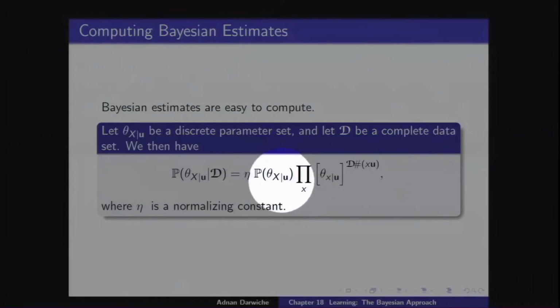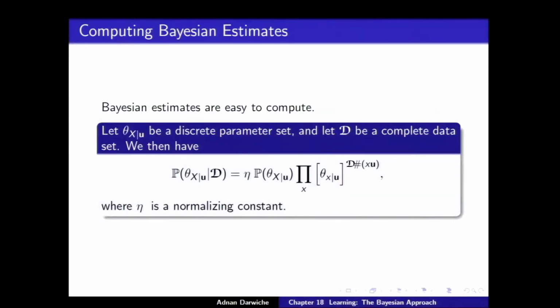This is straightforward. This is from the CPT. That's the prior on that parameter set. And here I'm going over every component of the parameter set, raising that component to how many times x_u appeared in the data set. That's the posterior. Why did we get this? This is the naive Bayes. If you look at the naive Bayes and do the naive Bayes manipulation, you get this derivation.